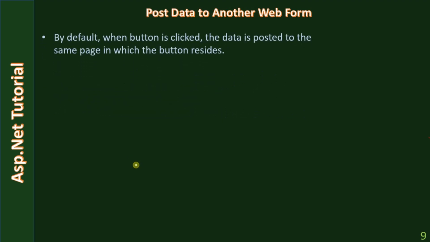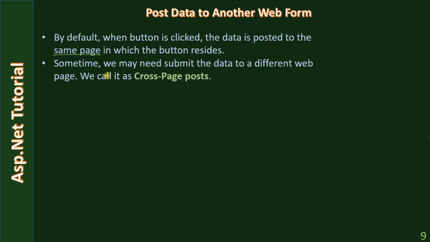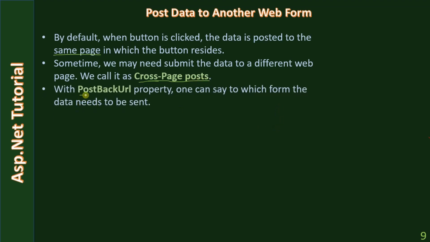By default, when a button is clicked, the data is posted to the same page in which the button resides. Sometimes we may need to submit data to a different web page. Such kind of data post is called cross page post. With the PostBackUrl property, one can say to which form the data needs to be sent. So when we go to the example, we will see where we are setting this PostBackUrl property. Now let's go to the demo.